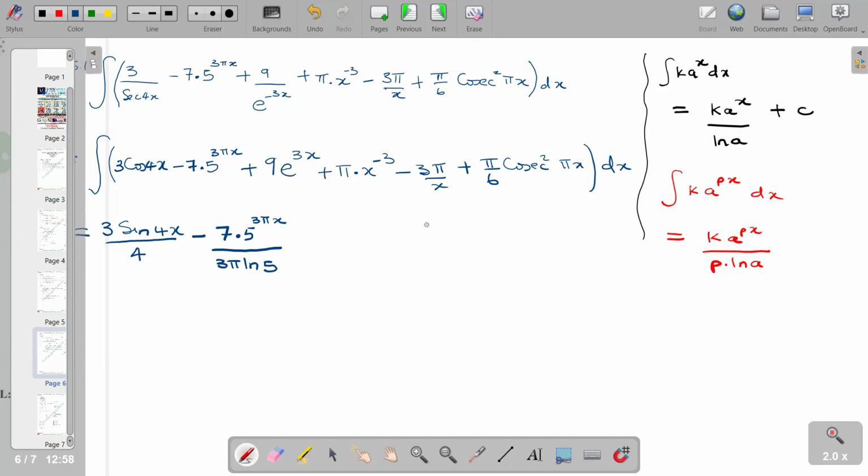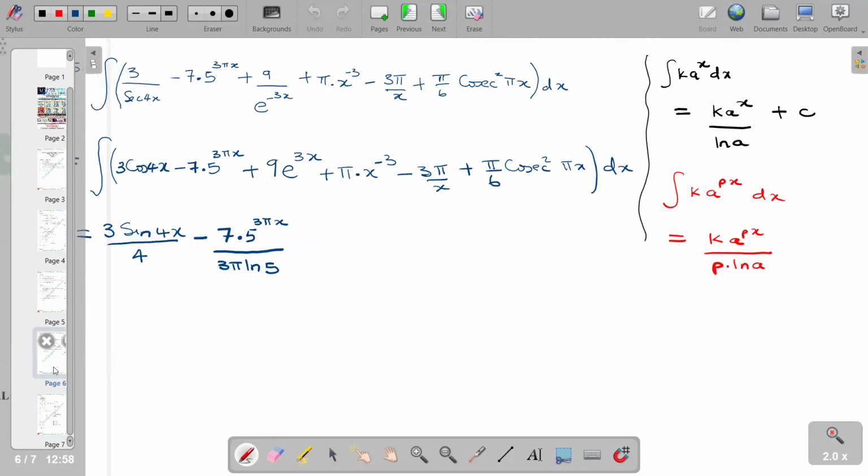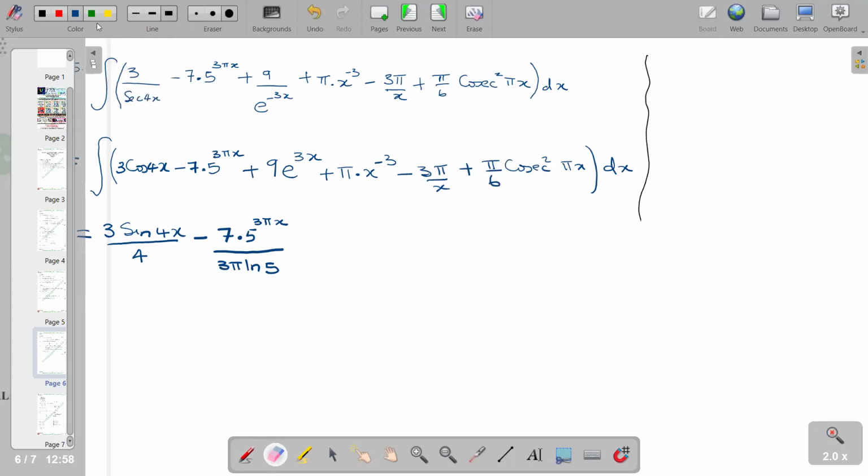Then we go to the third term. If we check on our formula, there's nothing talking about e to the power. You have to know that whenever we integrate e to the power x with respect to x, our final answer will be equal to e to the power x plus arbitrary constant.